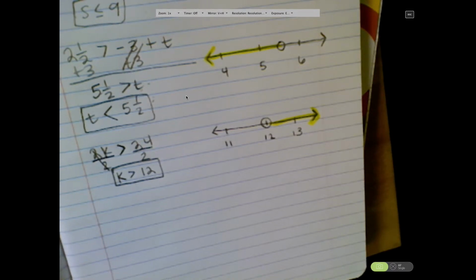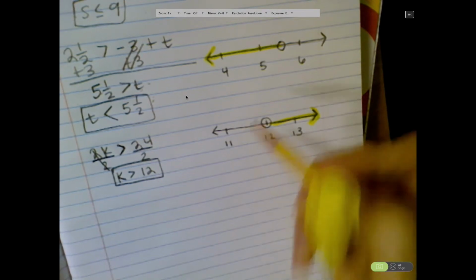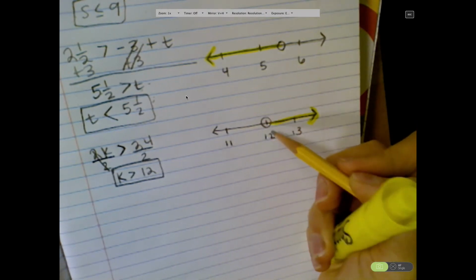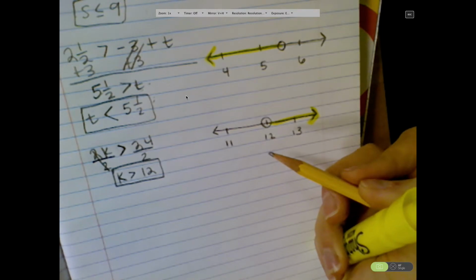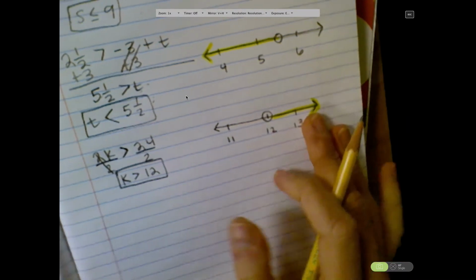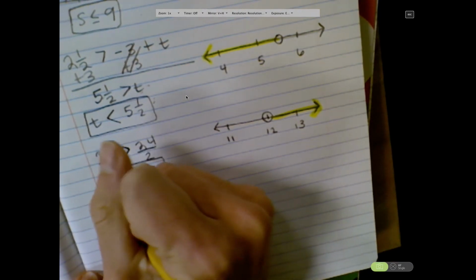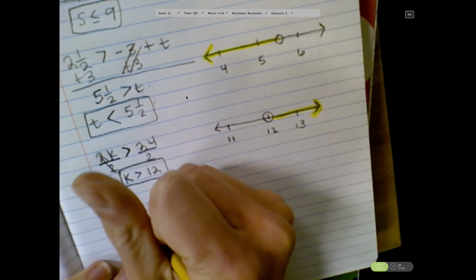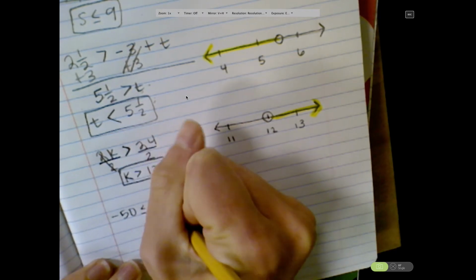No, it can't be 12 because 12 is not greater than 12. Right. It has to be greater than 12. Could it be 12.1? Yes. But it can't be 12, and that's what this open circle symbolizes, that this number is not included in the solution. Okay, how about this one? Negative 50 is less than or equal to 5 cubed.